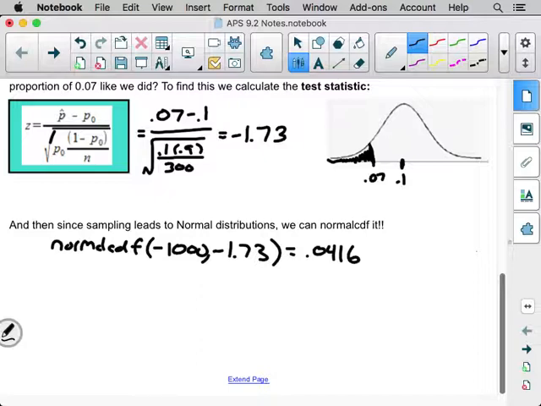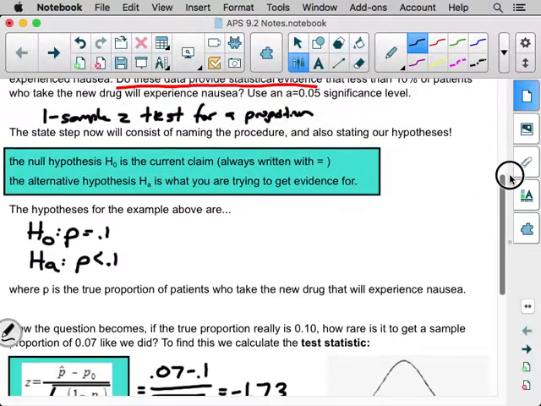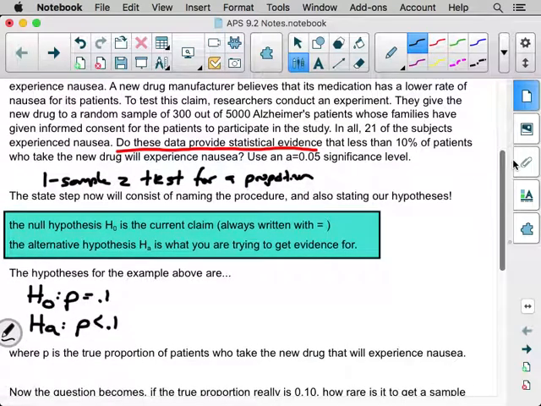Now, the question is, how rare are we willing to accept? So we're saying if the true mean is actually 10%, we would have gotten a sample at least as small as ours around 4% of the time. All right. Now, let me draw your attention up to this.